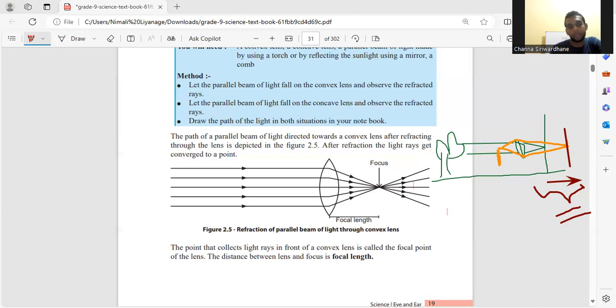After that, write down the second Roman number 2, behavior of the light rays with concave lenses. Under that, the first point.